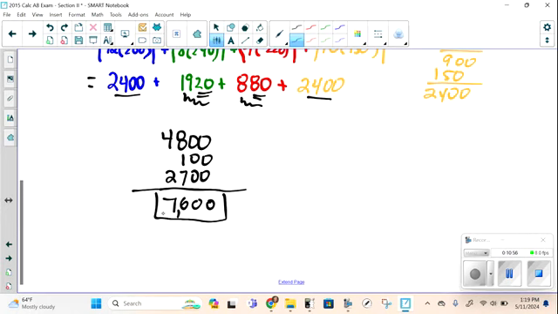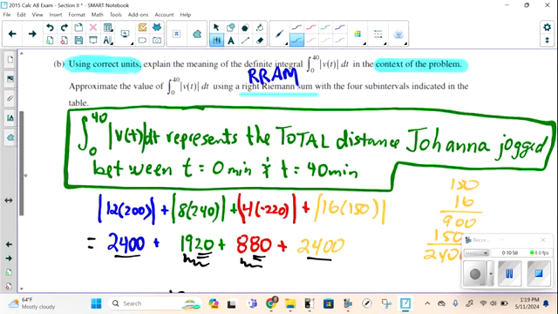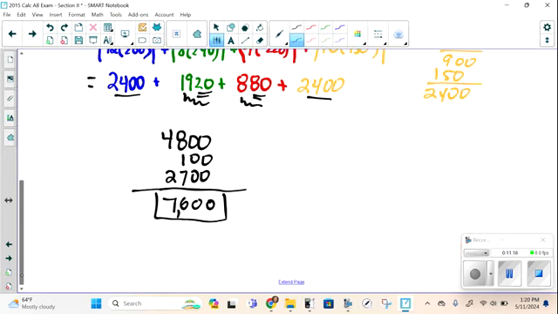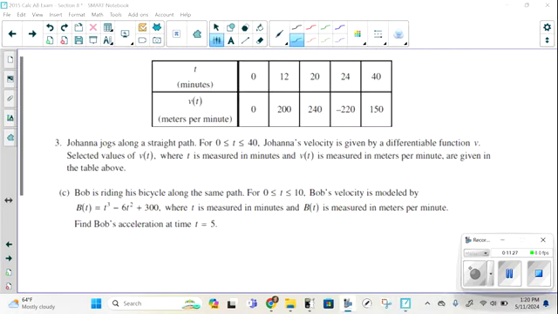7,600. Do they ask us for a label? They do not. If they were asking us for a label, remember, this represents the total distance. Should I have set the total distance in meters? Can't hurt. But this would be in meters if they asked us, but they didn't ask us. So we ain't going to tell them. We so smart, kids. Okay, halfway done. On to 3C.